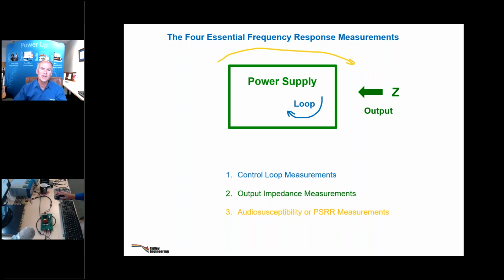And any noise you injected into the line, you could hear it, right? So you were injecting audio frequencies. You go up to the switching frequency. Beyond that, it's not about control loops anymore. It's about layout and capacitance and little sneak through paths of EMI that communicate the noise from input to output. So this is audio susceptibility on the input or power supply rejection ratio measurements.